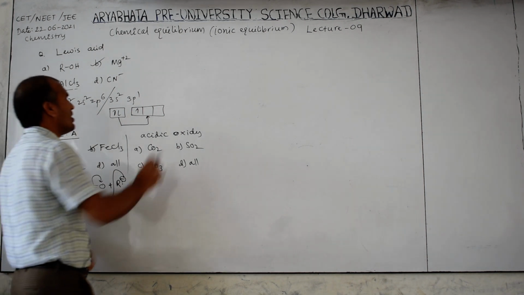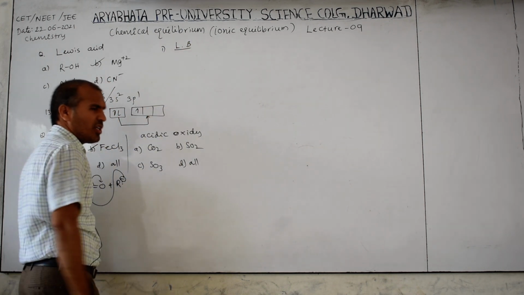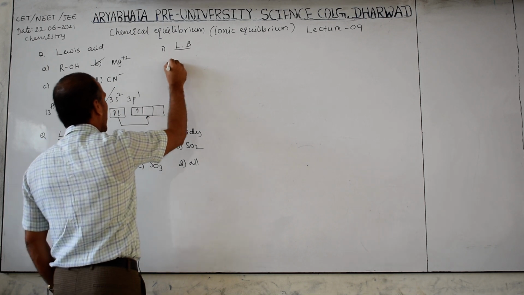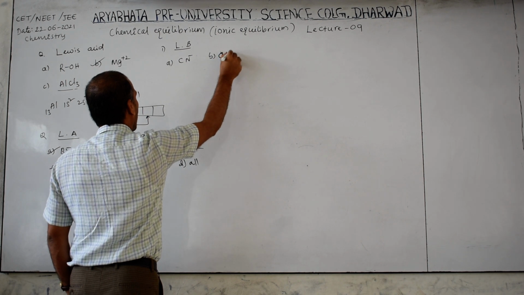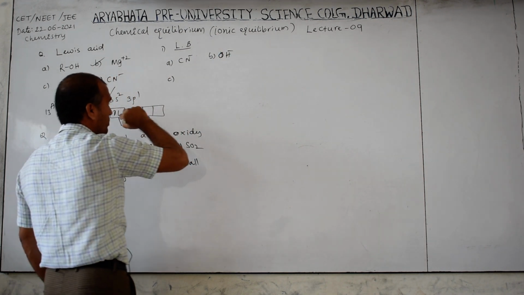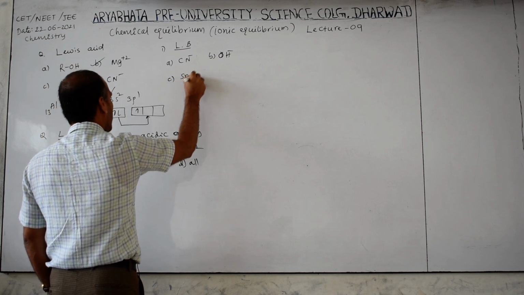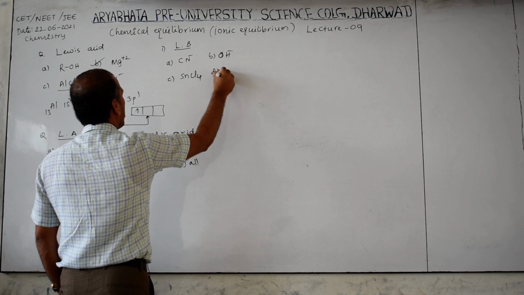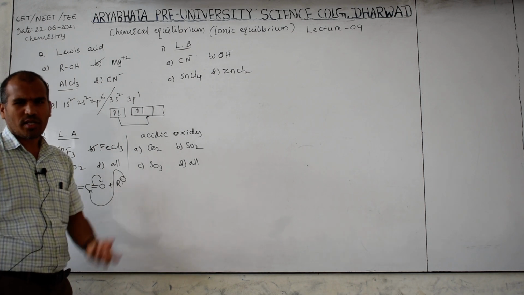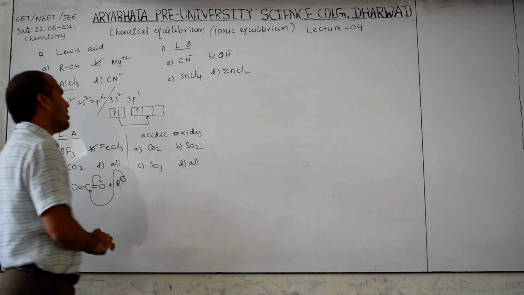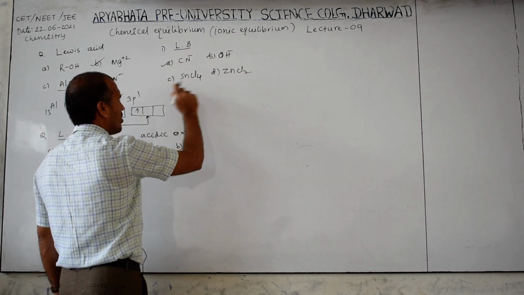Now consider Lewis bases. Which of the following is a Lewis base? Option A is CN minus, option B is OH minus, option C is SnCl4, option D is ZnCl2. Negatively charged species are generally Lewis bases because they have a pair of electrons, therefore options A and B are Lewis bases. The others are Lewis acids but not Lewis bases.